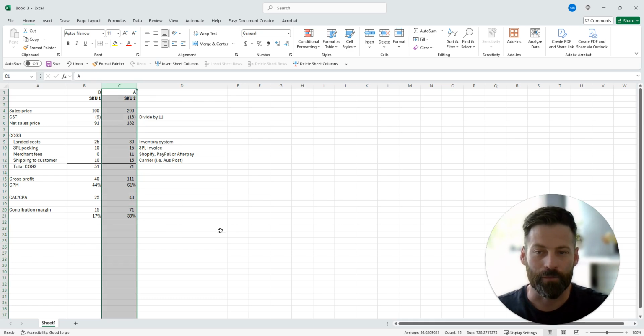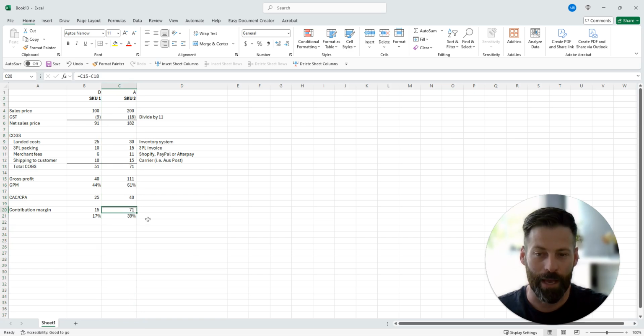So you can start incentivizing advertising teams and marketing teams around pushing this particular SKU and making the metric profit, not just return on ad spend.